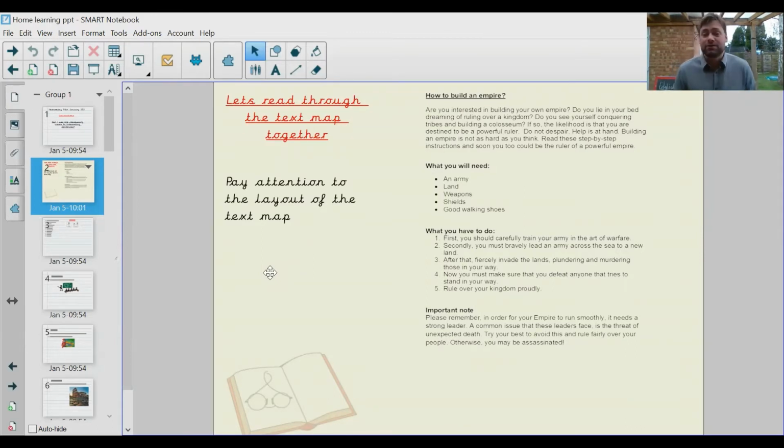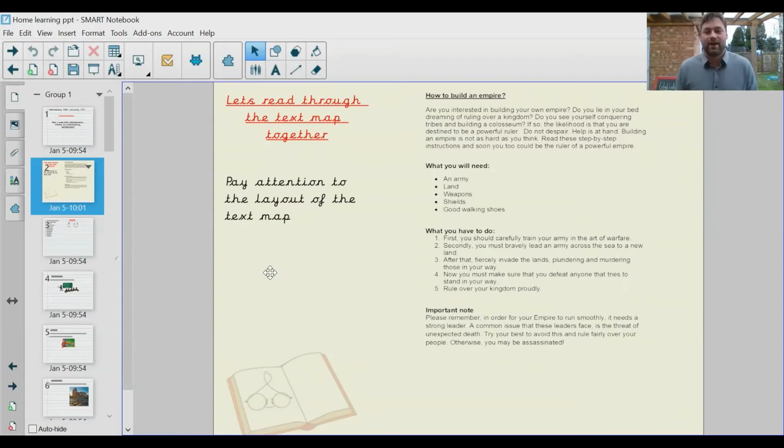Building an empire is not as hard as you think. Read these step-by-step instructions and soon you too can become the ruler of a powerful empire. What you need is an army, land, weapons, shields, and good walking shoes. What you have to do.